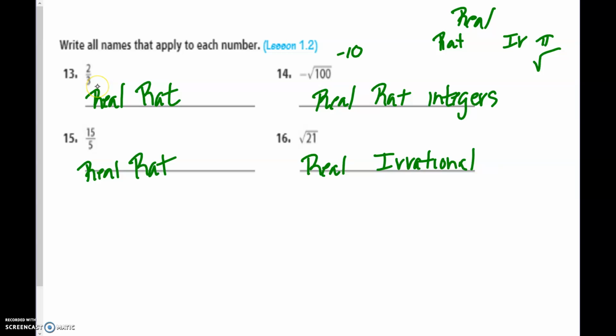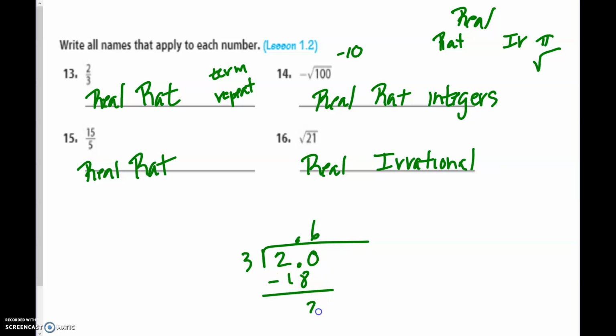All right, 2/3, that is a fraction, so we can't go any further, so it's just real and rational. And sometimes they do ask us if it is terminating or repeating. So 2/3, if you don't know, you would go ahead and do long division, 3 on the outside, 2 on the inside, put your decimal in there, and 3 doesn't go into 2, but it does go into 20. So 6 times 3 is 18, and now if I subtract, I'm getting a 2 again. So it looks like it's going to be repeating. So this one would be a repeating decimal.